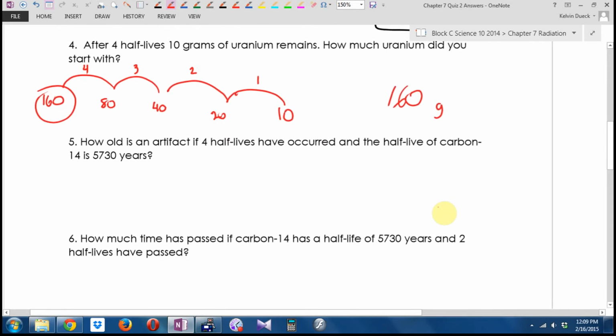Number 5. How old is an artifact if 4 half-lives have occurred? And the half-life, should be half-life, typo, of carbon-14 is 5,730 years. How many half-lives? 1, 2, 3, 4. Now, I could label this, don't write this down, 1, 2, 3, 4. But in this case, they told me how long a half-life is. How long is each half-life?